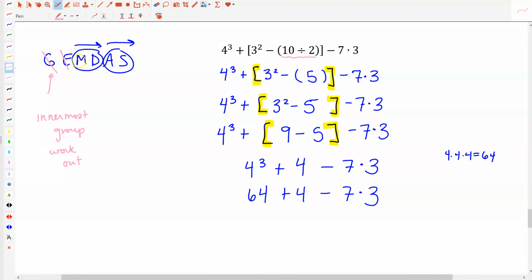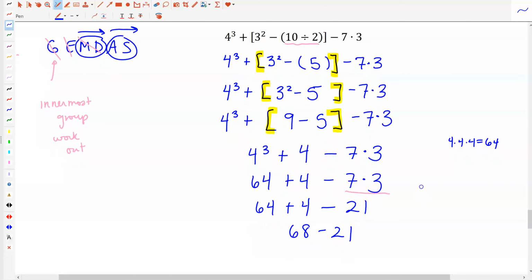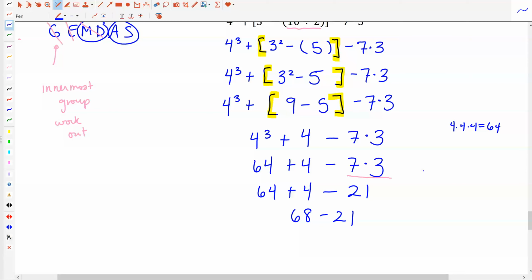Now I'm on my multiplying or dividing. I do have some multiplying over here. So all of these other guys that I don't want to use yet, I'm going to carry down. The 7 times 3 is 21. Now I'm done with my multiplying and dividing step. So now I'm on to my adding and subtracting. And I'm just going to go ahead and do them in order from left to right. 64 plus 4 is 68. And then 68 minus 21 would be 47.